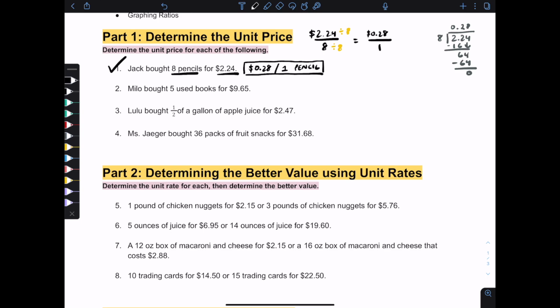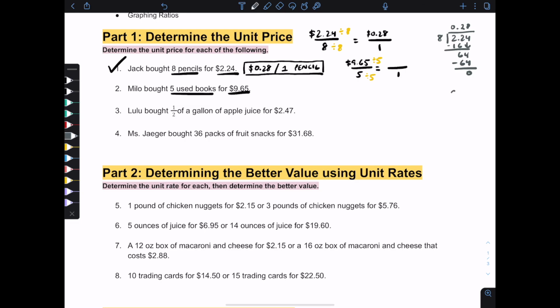Number 2, it says Milo bought 5 used books for $9.65. So writing that as a rate, we can say that's going to be $9.65. That's for 5 books. So what do we think here for the unit rate? We can divide this by 5, divide this by 5. So this is kind of nice. It'll go in evenly because it ends in 5. That's going to be a 1.